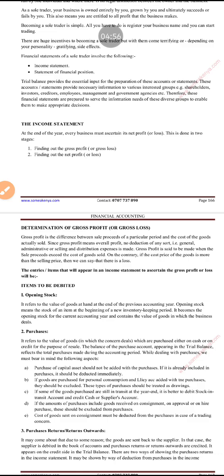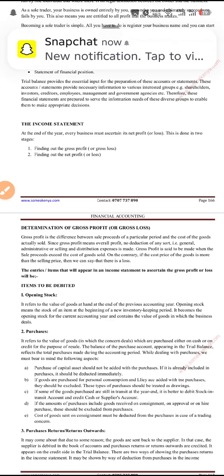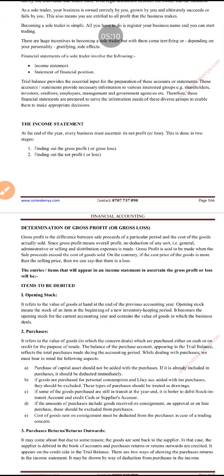On the contrary, if the cost price of the goods is more than the selling price, then we can say that there is a loss. So the entries or items that will appear in the income statement to ascertain the gross profit or loss will be items to be debited. So we have the opening stock.